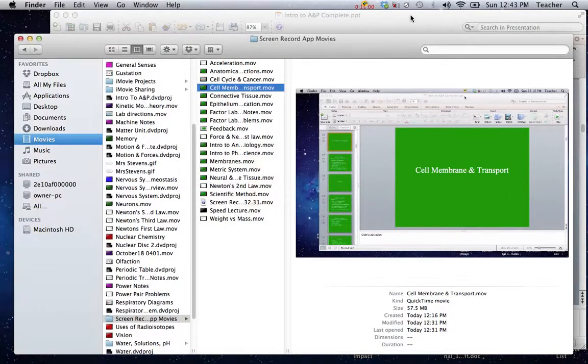So in the next segment, we will go through the classification of epithelium based on its characteristics.